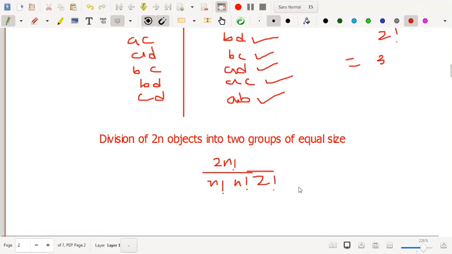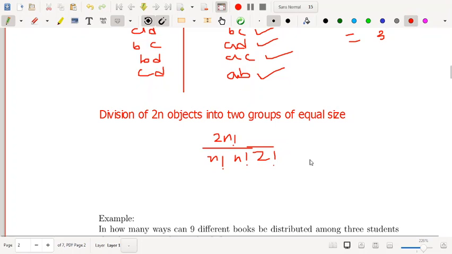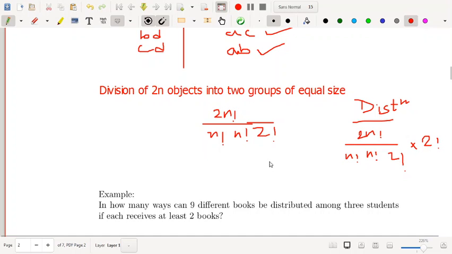Okay. Now suppose you want to distribute these 2 equal groups to two people. What is the division? This is the division. Now what is the distribution? In case of distribution, you give these equal groups to 2 persons. So in that case, factorial 2n by factorial n factorial n, as you are distributing to 2 persons, into factorial 2. Clear? Okay.